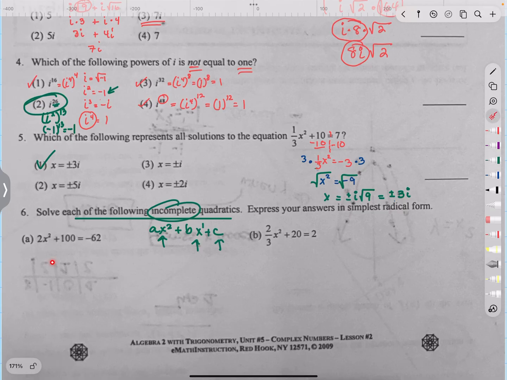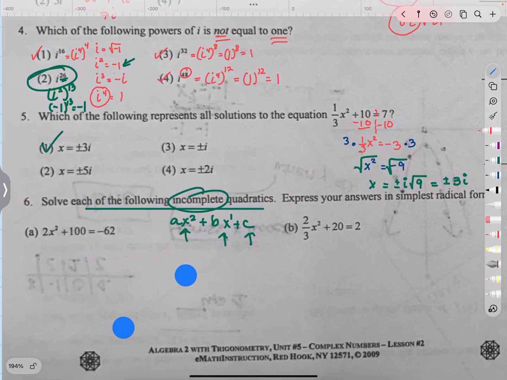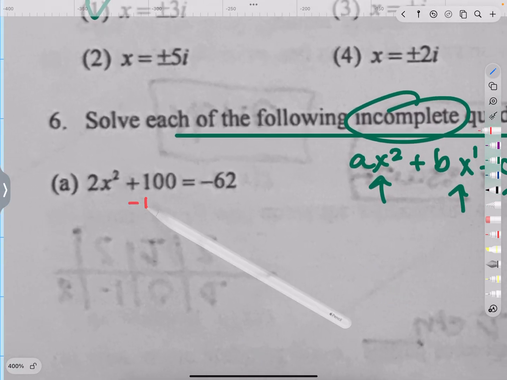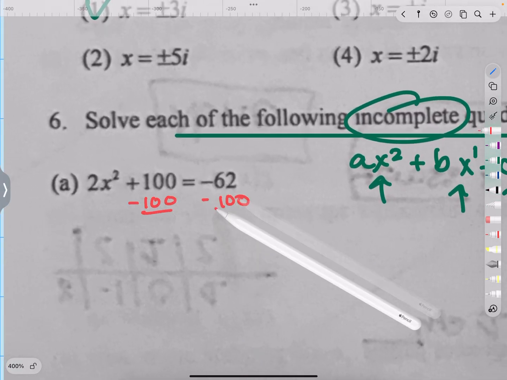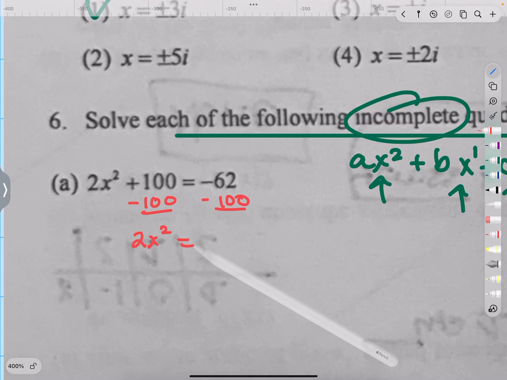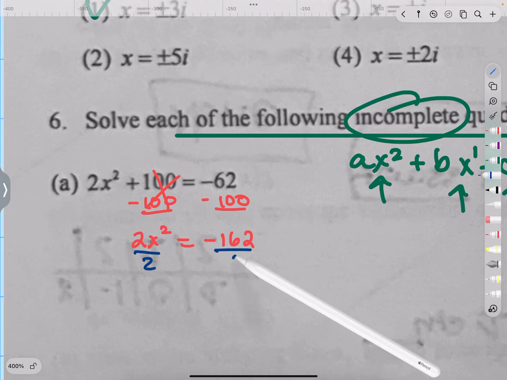So this one has no x term. It has an x squared term, but no x term. And so we're going to solve them just like this guy up here. All right, let's get the x squared alone. So I'll go minus 100, minus 100 to x squared equals, ooh, both negative, so I just add them together and keep the sign. Don't want that 2 next to my x squared. I want that to be just a pure x squared. Divide by 2, that's 81.